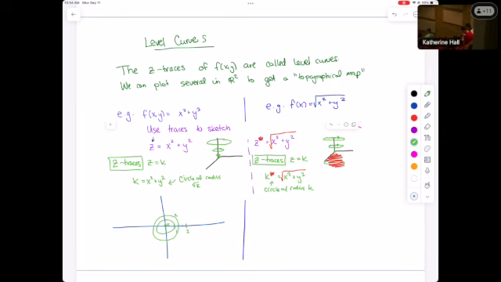K equals 3, I get a circle of radius root 3. I'm labeling it with the K value, so I'll label this one as 3. And then K equals 4, I get a circle of radius 2. Pretend I drew a circle. That's that.